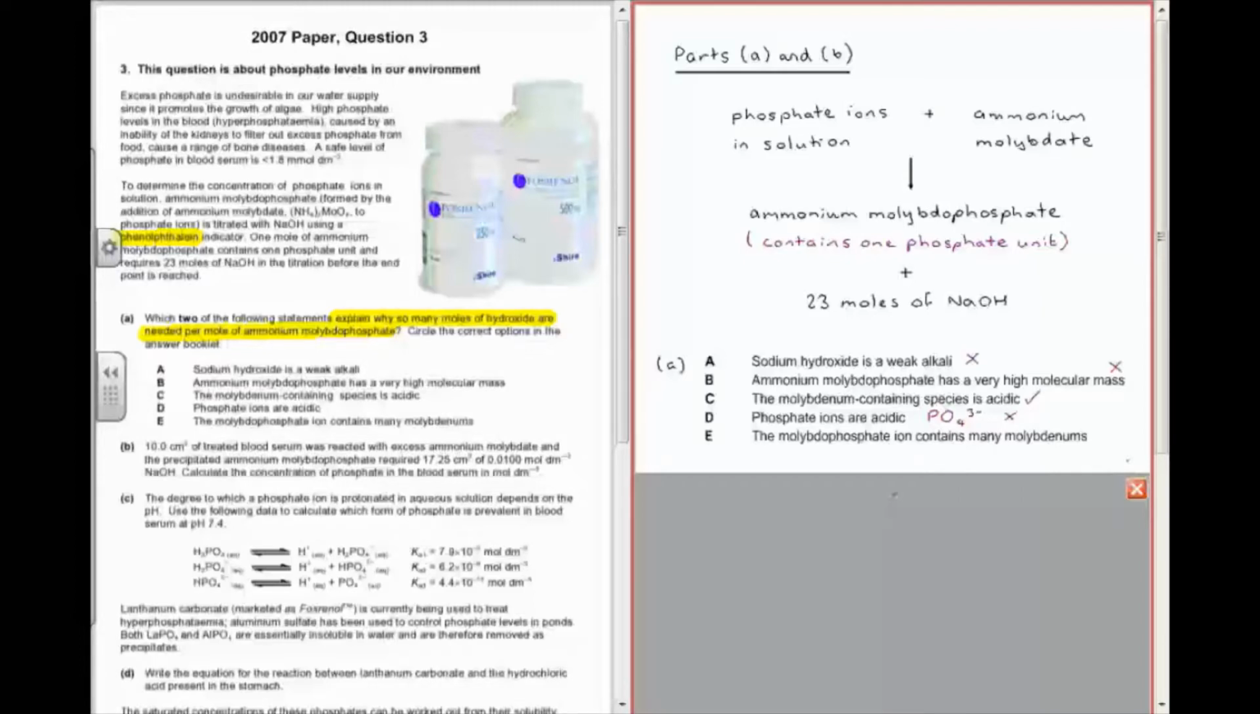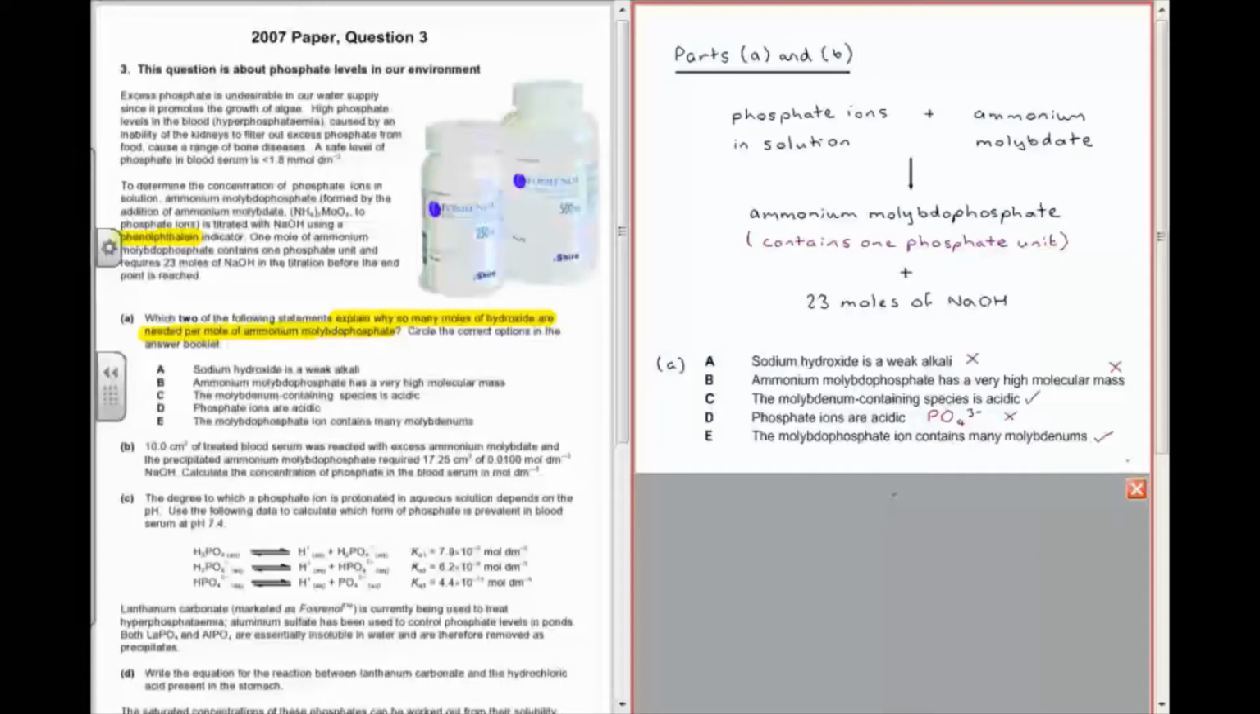Finally then, statement E is that the molybdophosphate ion contains many molybdenums. Although we do not fully know the structure of the ammonium molybdophosphate complex, since the phosphate is not acidic, then it must be the ammonium molybdo bit which is. Ammonium ions are weakly acidic, but since 1 mole of hydroxide reacts with just 1 mole of acid, and we know that each mole of ammonium molybdophosphate requires 23 moles of sodium hydroxide for neutralization, then we can tell that the ammonium molybdo bit must contain many moles of acid, and so we can predict that this final statement, that the molybdophosphate ion contains many molybdenums, is true and helps us to explain why so many moles of hydroxide are needed per mole of ammonium molybdophosphate.